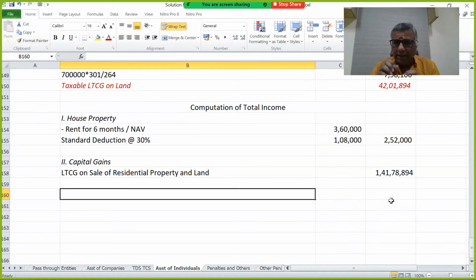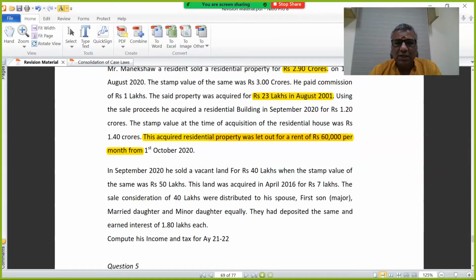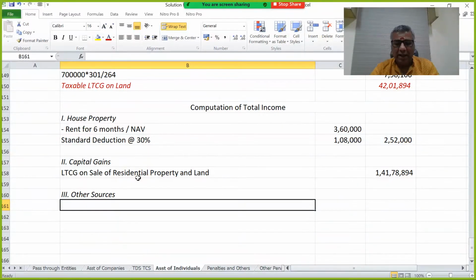So capital gain, both land and building. Other sources, this is interesting. First, we will examine that he has purchased the house property for 1 crore 20 lakhs when the stamp value is 1 crore 40 lakhs. Inadequate consideration.